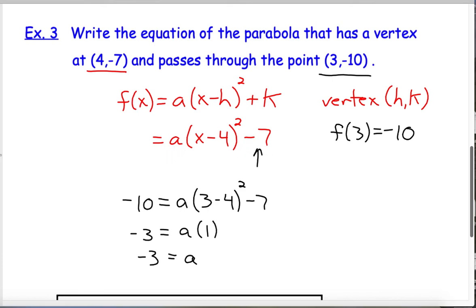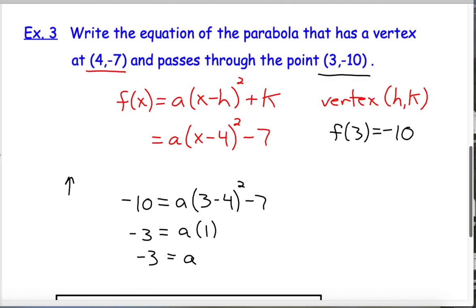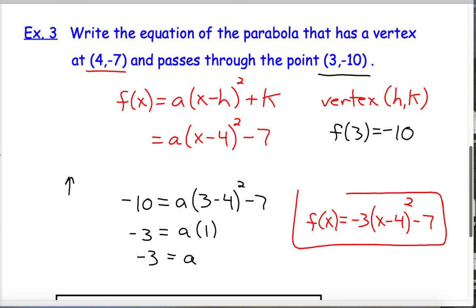I will have the equation of my parabola that has the vertex at 4, negative 7 and passes through the point 3, negative 10. So as my final answer, let's write it over here. F of x equals a, which is negative 3, times x minus 4 squared minus 7. And that's a parabola that passes through the point 3, negative 10, and it has a vertex of 4, negative 7.